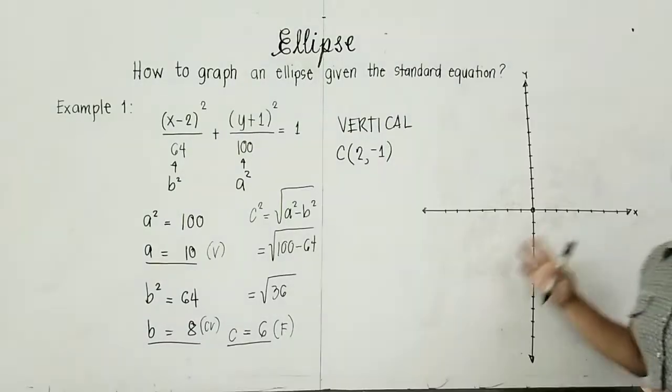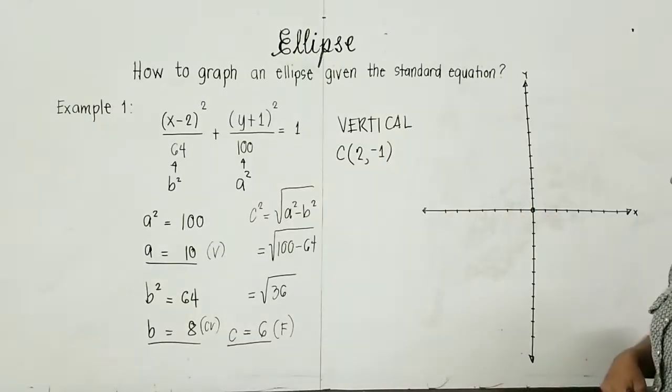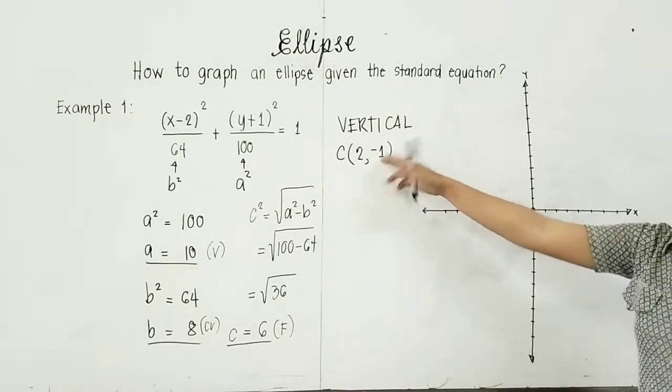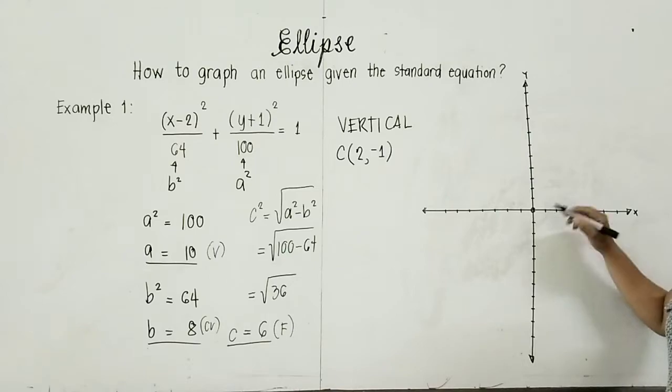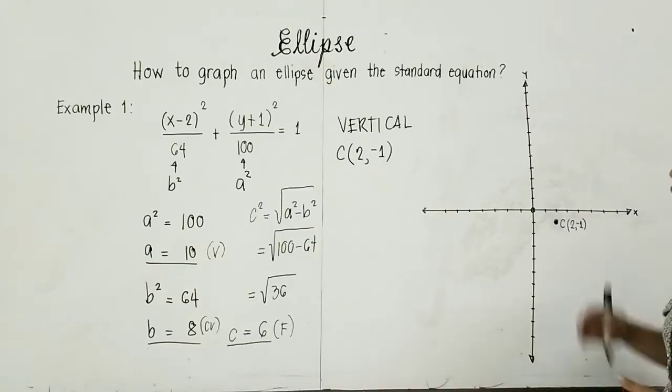So now let us graph. We have here our Cartesian plane. First to plot is the center of the ellipse. Our center is (2, -1). So x is 2, so 1, 2, and negative 1, therefore 1 unit downward. So our center is in the fourth quadrant.